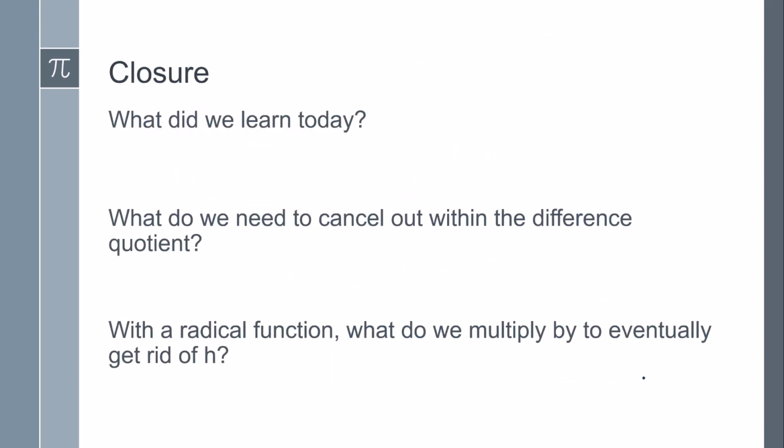So what did we learn today? We looked at the difference quotient, but with radicals in specific. What do we need to cancel out with the difference quotient? We need to cancel out that h. And then with the radical function, what do we multiply by to eventually get rid of h? We need to multiply by the conjugate to both the numerator and the denominator. This does conclude our lesson.